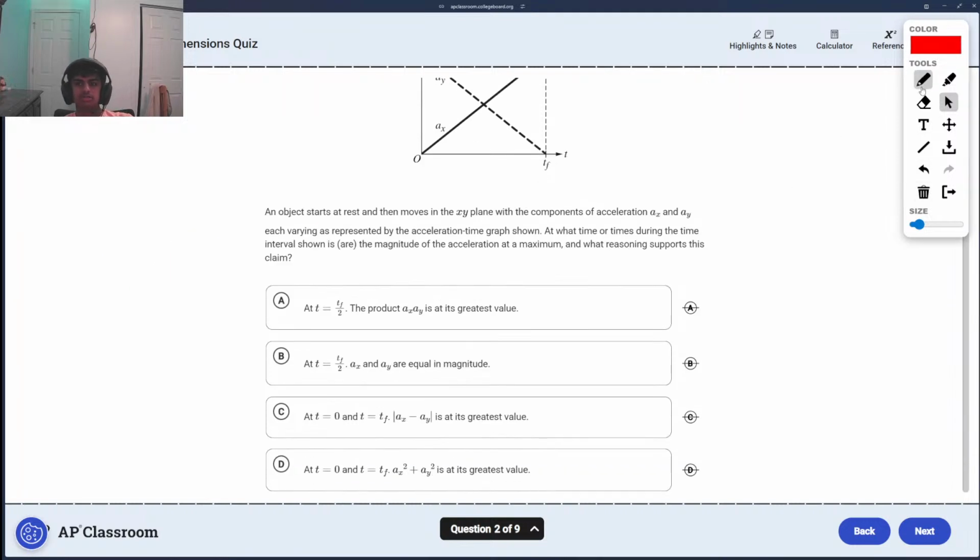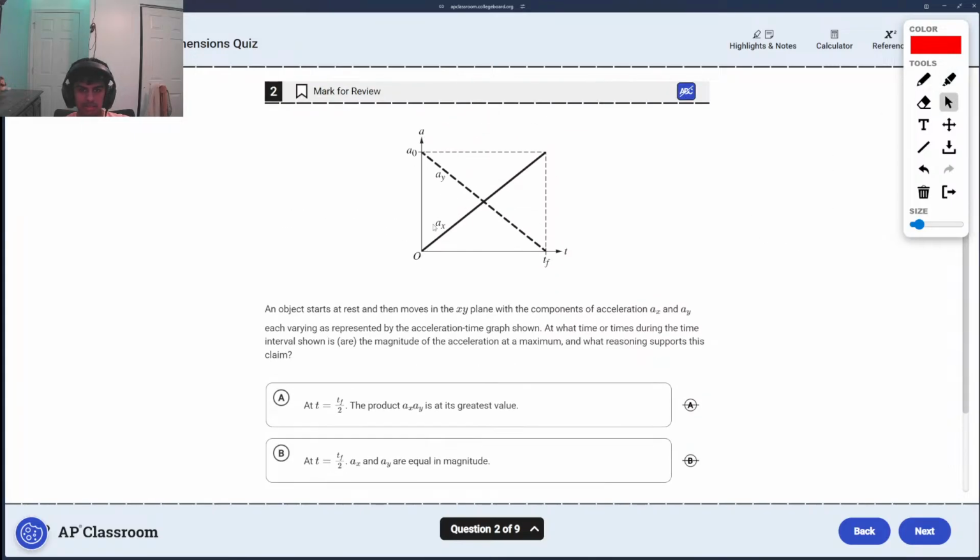An object starts at rest and then moves in the XY plane with the components AX and AY.